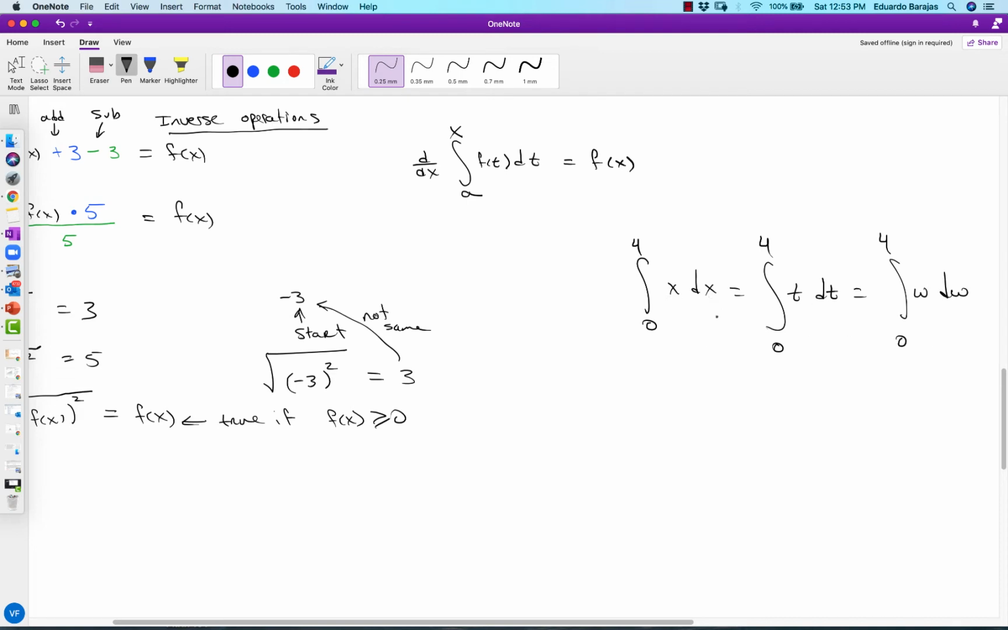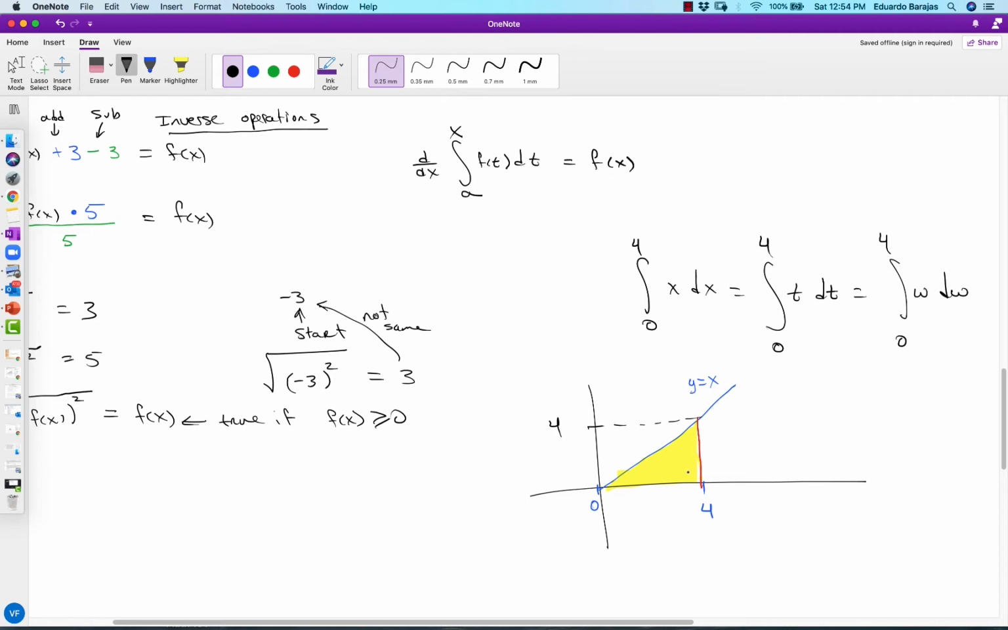That's fine. So at this point, we can interpret this as the area, right? This has an interpretation as an area. And the function is this one. It's like the line y equals x. And we want to go from 0 to 4. And we want to find the area underneath that curve. Okay, so because it's the line y equals x, we also know that this must be a 4.